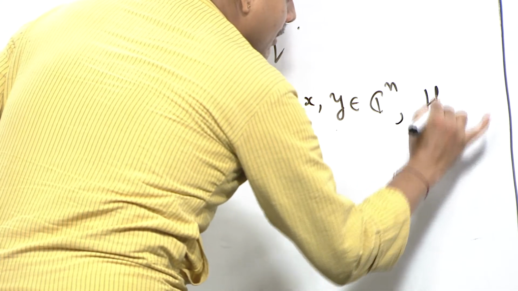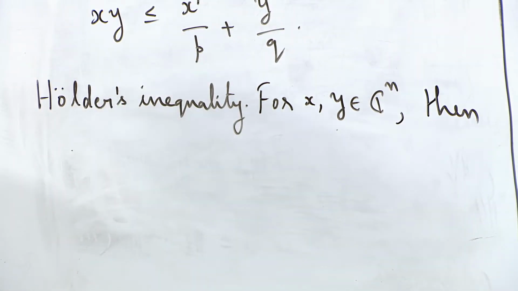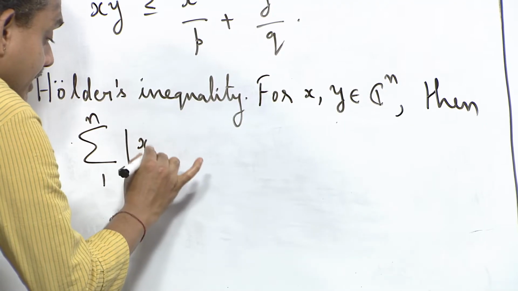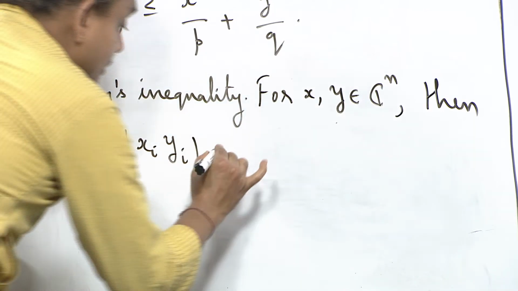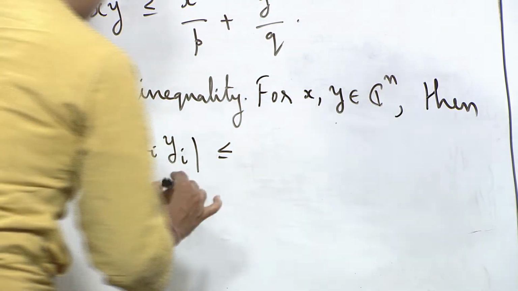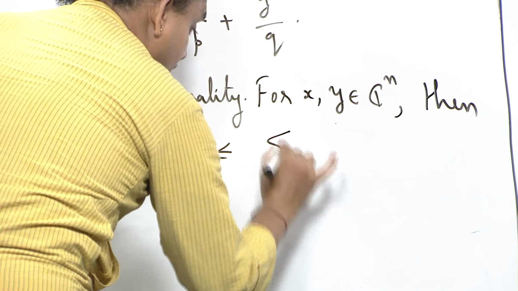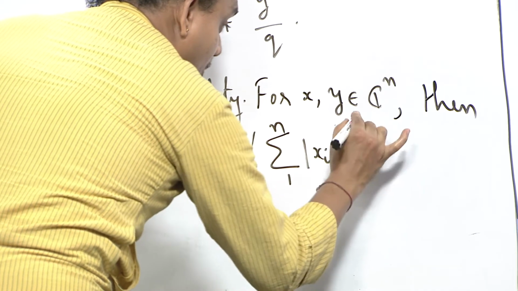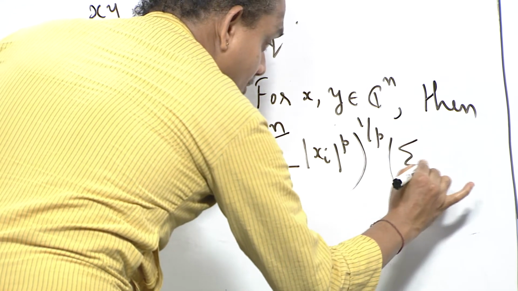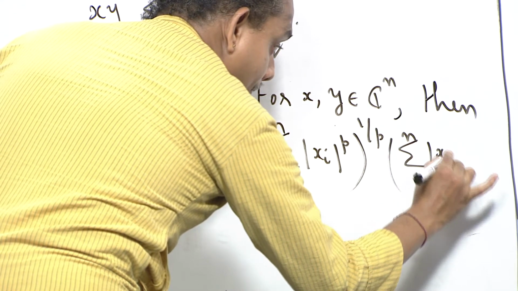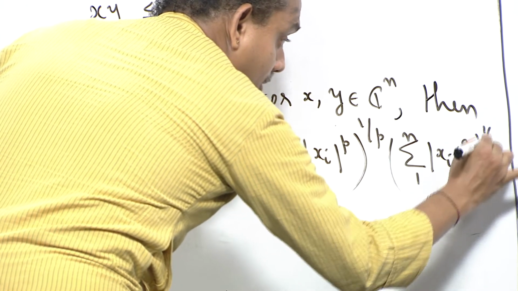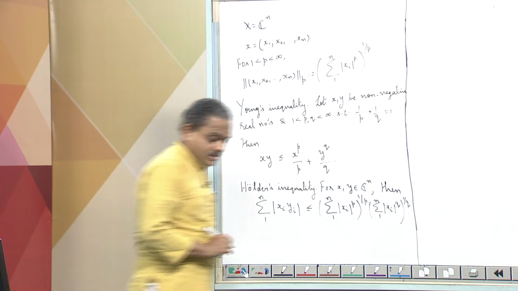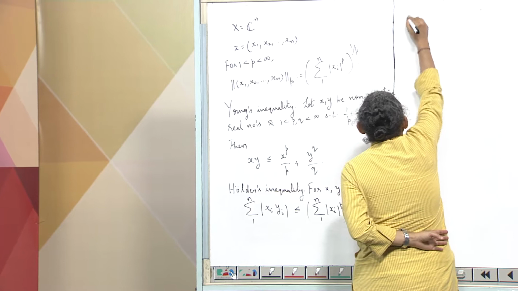Then summation 1 to n mod xi yi is less than or equal to summation 1 to n mod xi power p whole raised to the power 1 by p times summation 1 to n mod yi power q whole raised to the power 1 by q. Yes. So, this inequality is what is known as Hölder's inequality. Right. So, let us begin with the proof.